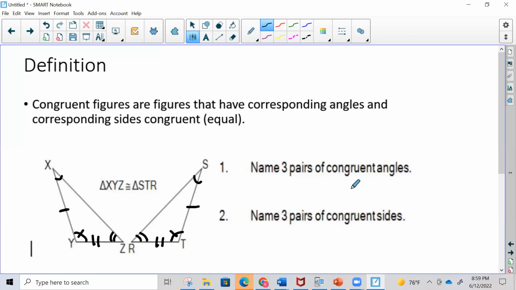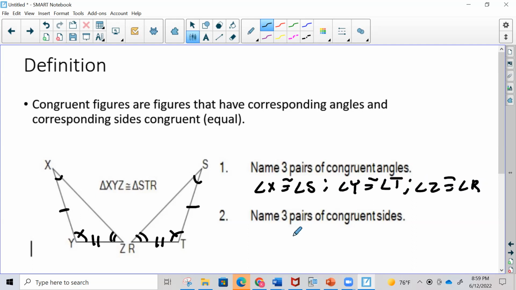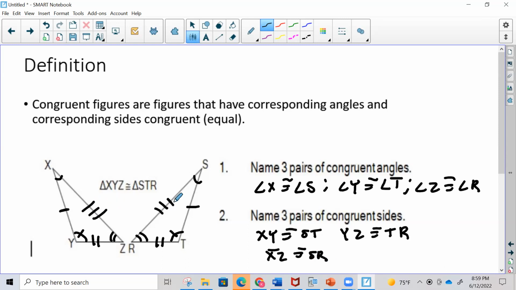So they have three pairs of congruent angles. It would be angle X is congruent to angle S. Angle Y is congruent to angle T. And angle Z is congruent to angle R. And then it has three pairs of congruent sides. XY is congruent to ST. YZ is congruent to TR, and then XZ is congruent to SR. Okay, and this should match up with your congruence statement and also with your diagram.